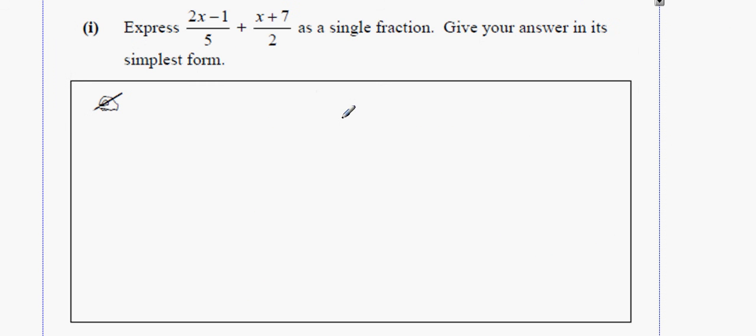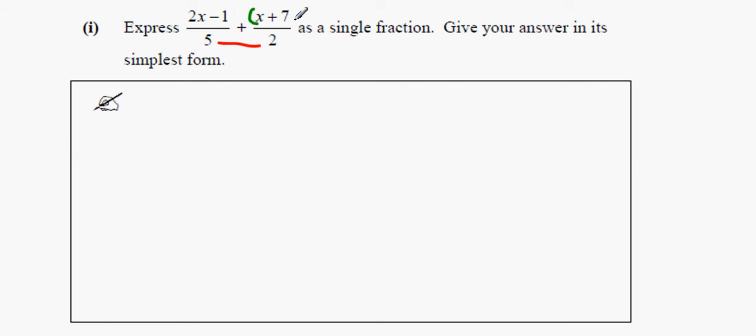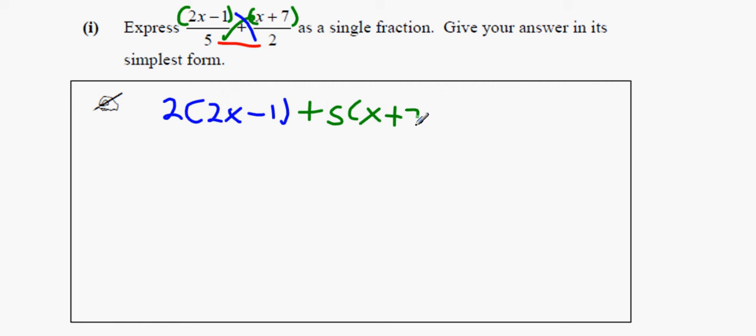Next question is a fraction question. Once again, just do 3 lines. 5 multiplied by 2. Remember to put your brackets in at the start so you don't make any errors. 5 multiplied by x plus 7. And then the last one here, the blue one, can be 2 multiplied by x minus 2. So we're going to have 2 multiplied by 2x minus 1. We're going to have 5 into x plus 7. And this is all going to be divided by 10. Because 5 multiplied by 2 is 10.